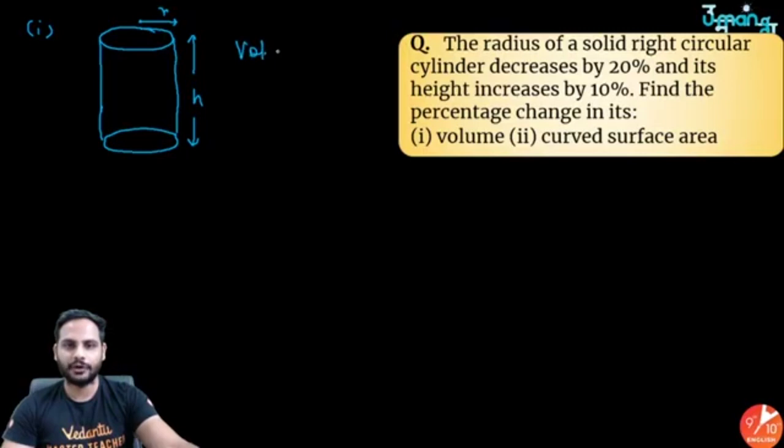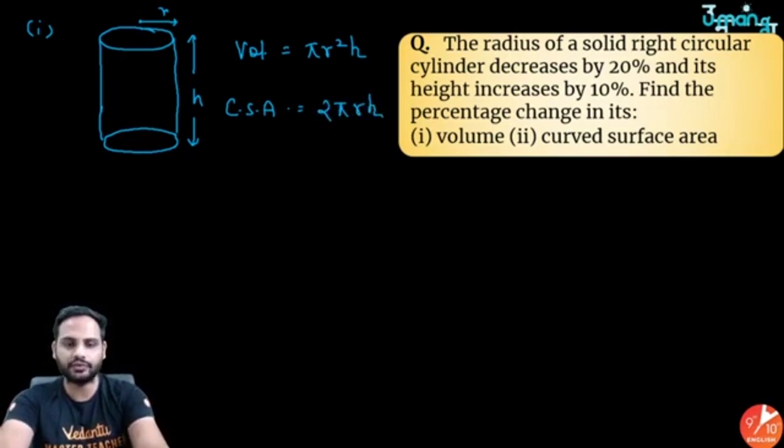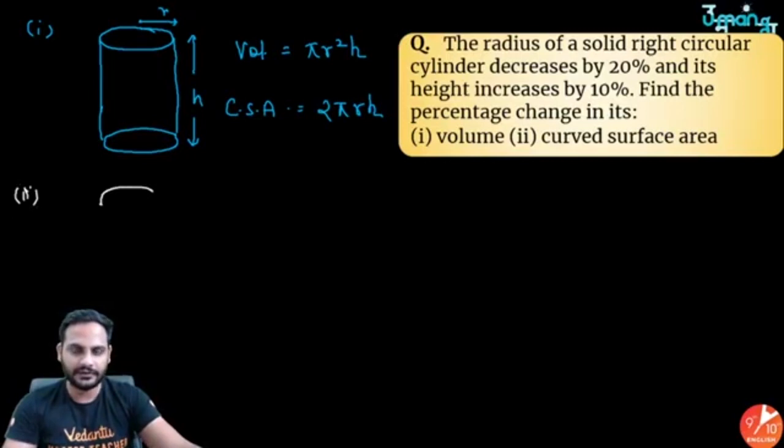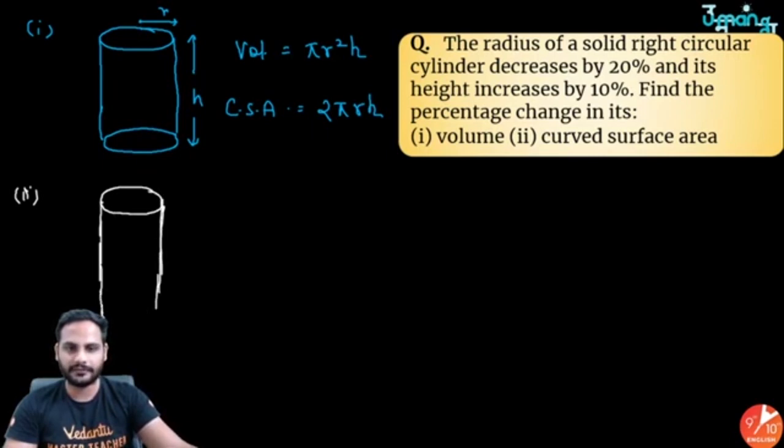So for this, the volume will be pi r square h and the curved surface area will be 2 pi r h. Now let's take case 2, when we have done the changes. In the second case, beta, what is happening? The radius is decreased by 20%, so the radius has decreased, and the height has been increased by 10%, so the height has increased.